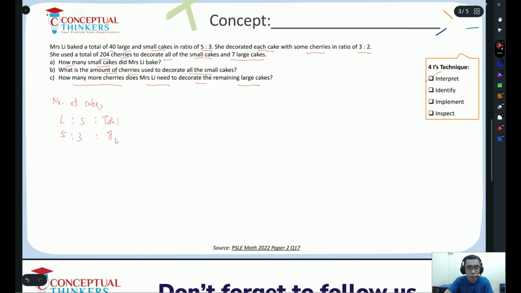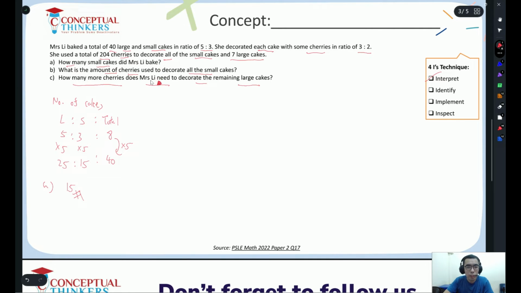So I want to bring this to 40. For 8 to become 40, I need to multiply by 5, which means the whole thing will multiply by 5. So we're going to get 25 is to 15. So for part A, the answer will be 15. This is pretty straightforward, and we don't need to use any concept here.